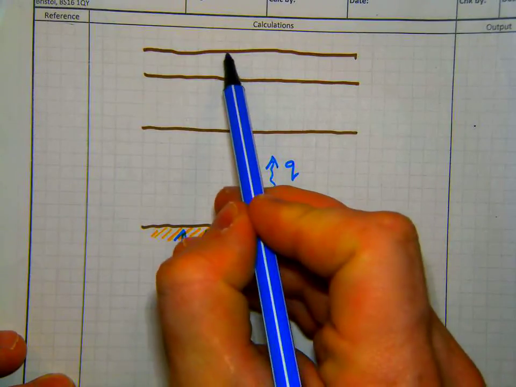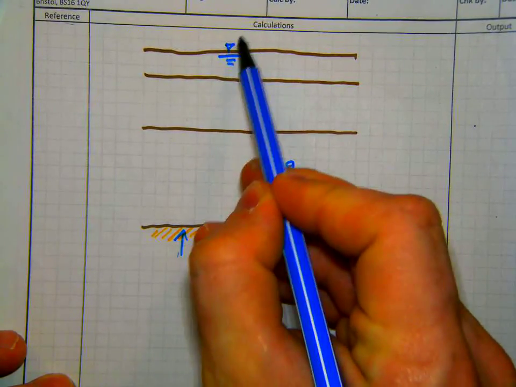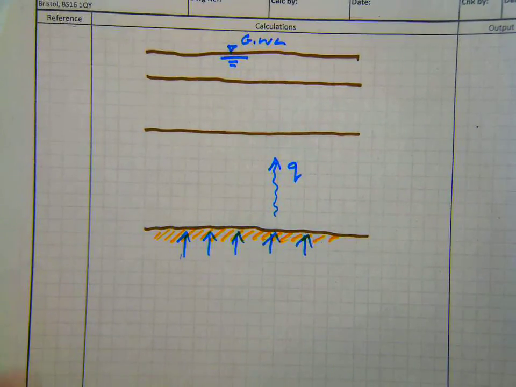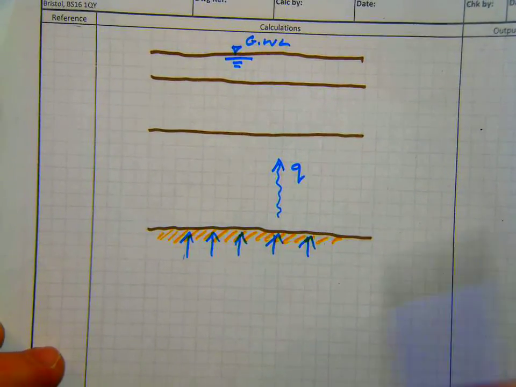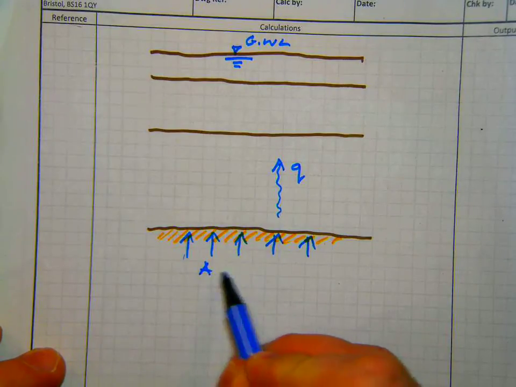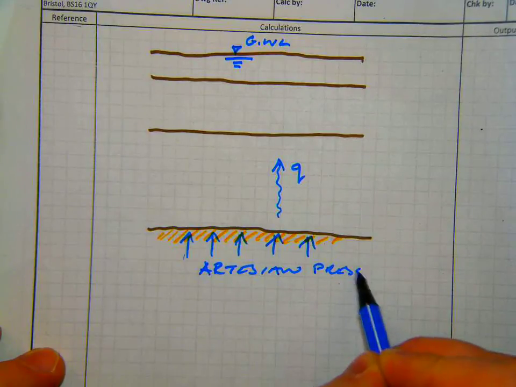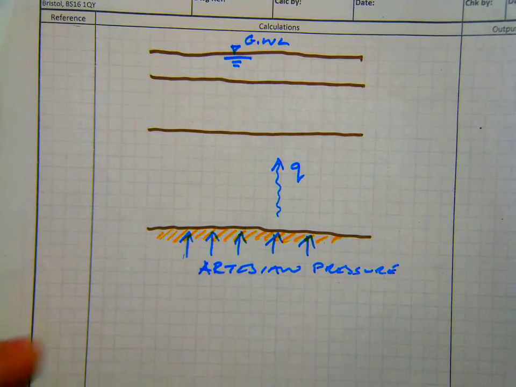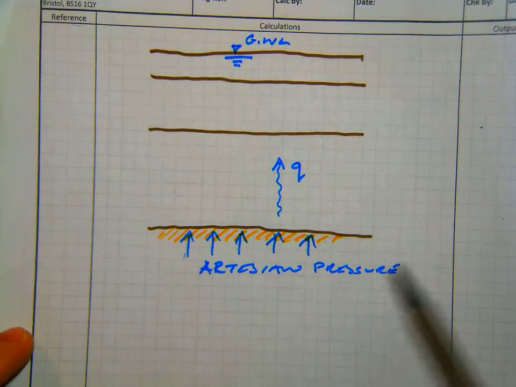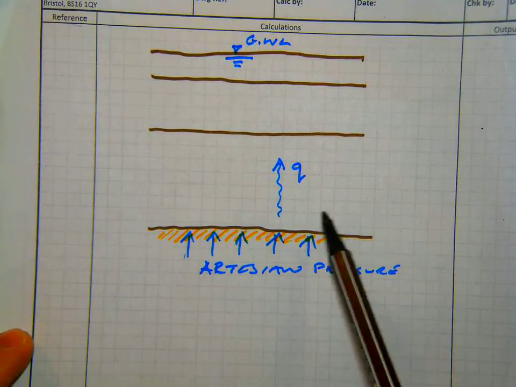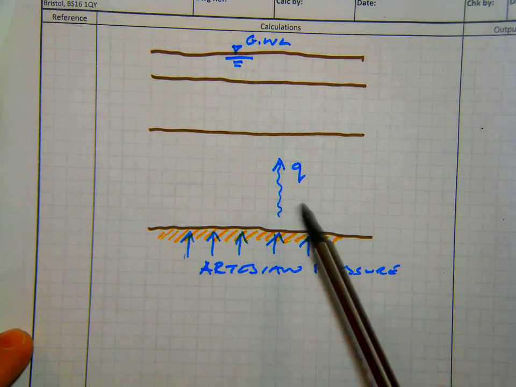We've also been told something about the groundwater. The groundwater level is up here. And our task is to find out what is this artesian pressure in the gravel. So this little challenge is really about trying to deduce how we work out the artesian pressure, and what do we know, what don't we know.